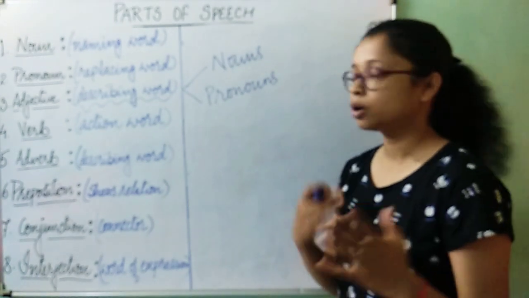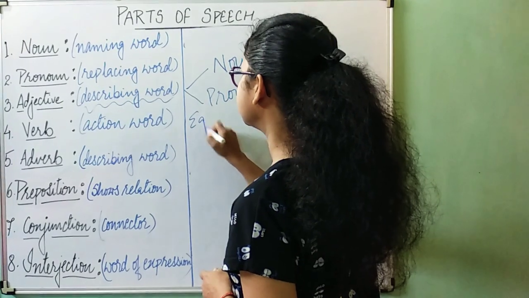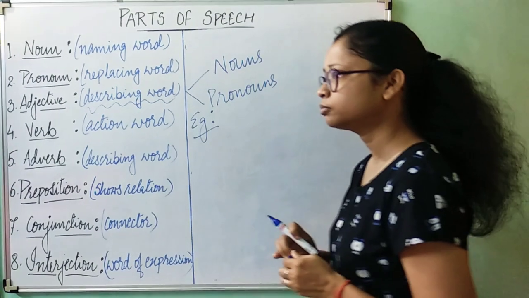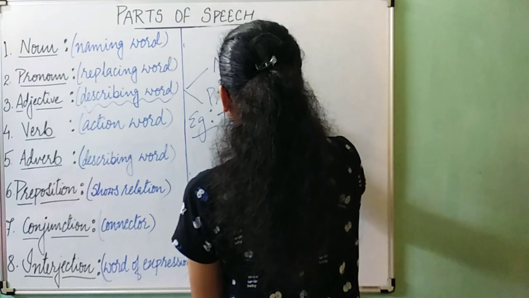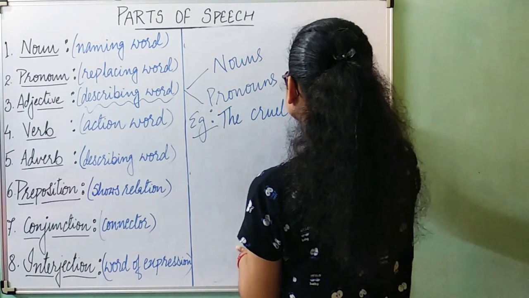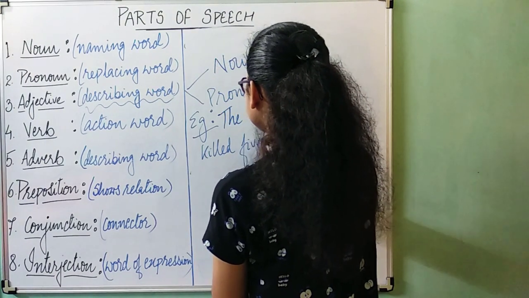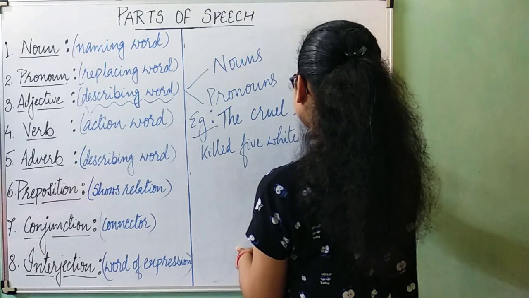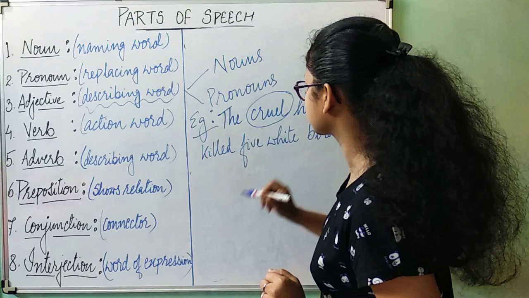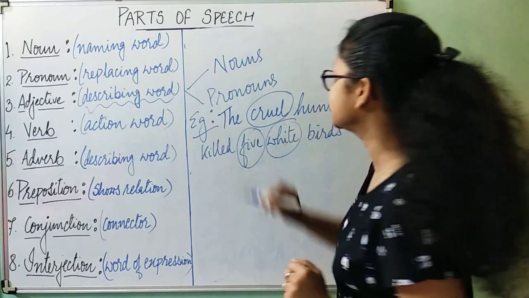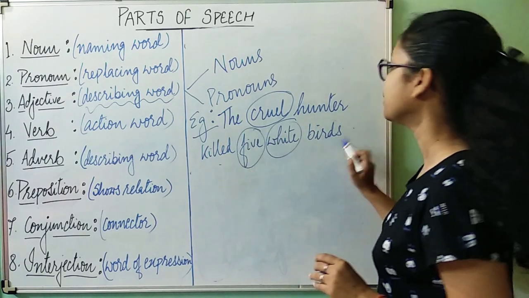Now I'll try to explain this better with the help of an example. Now let's see, we can say: the cruel hunter killed 5 white birds. Okay, so now see, instead of using these words, cruel, 5, white, the sentence could have been written in a simpler form. The hunter killed birds.